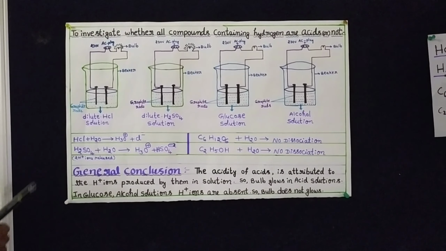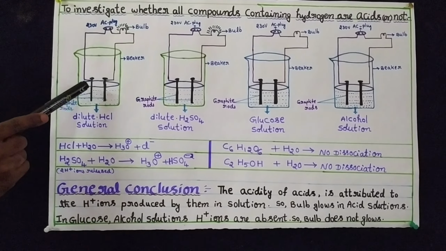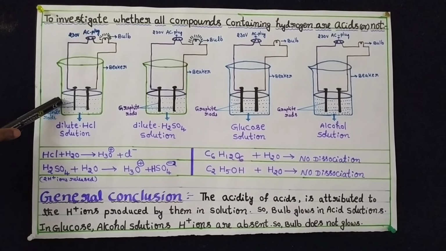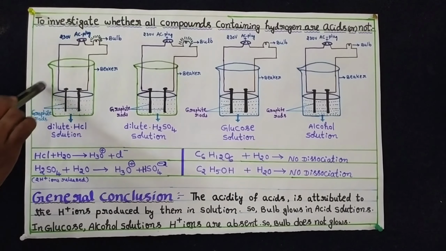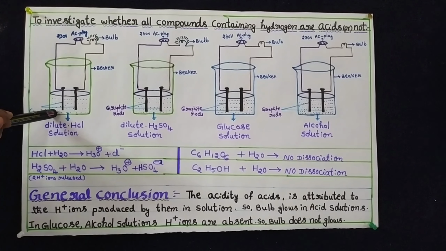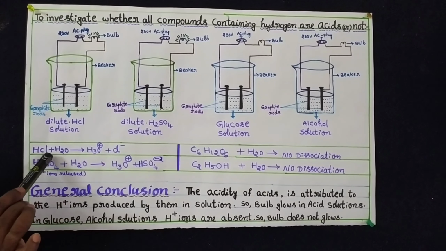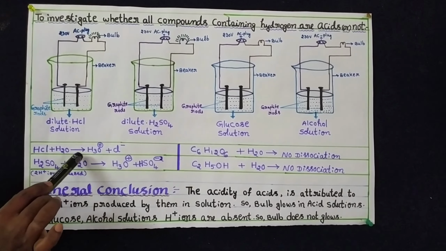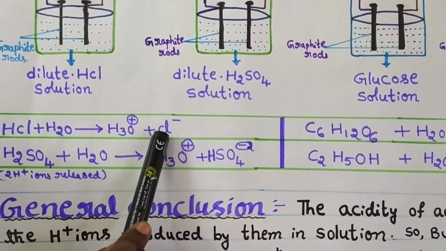Look here. In this chart I will show that the first beaker indicates dilute hydrochloric acid solution. This dilute hydrochloric acid solution, after dissolving in water, dissociates into H plus ions and Cl minus ions. Look here, HCl plus H2O gives rise to H3O plus and Cl minus ions. These ions are responsible for the glowing of the bulb.